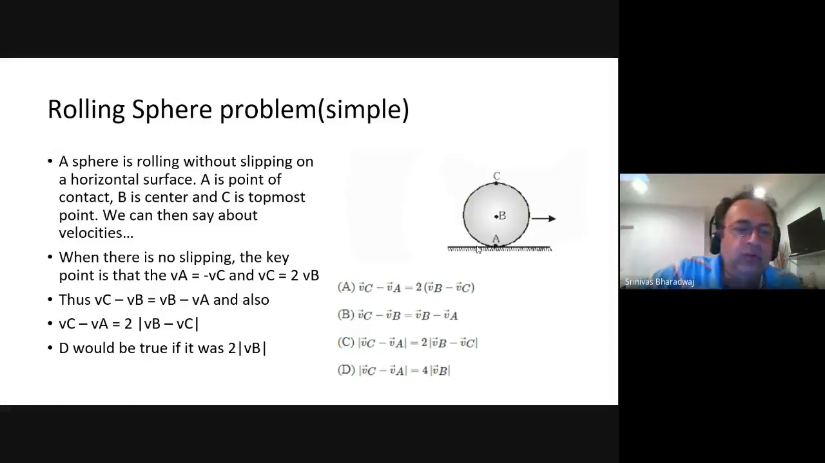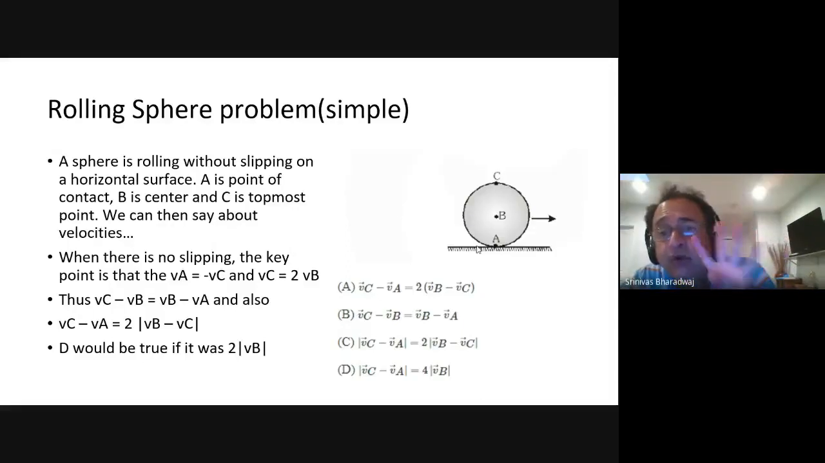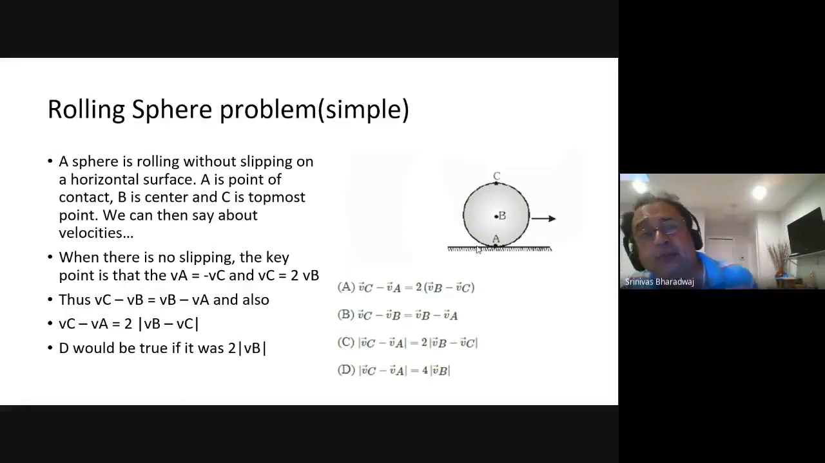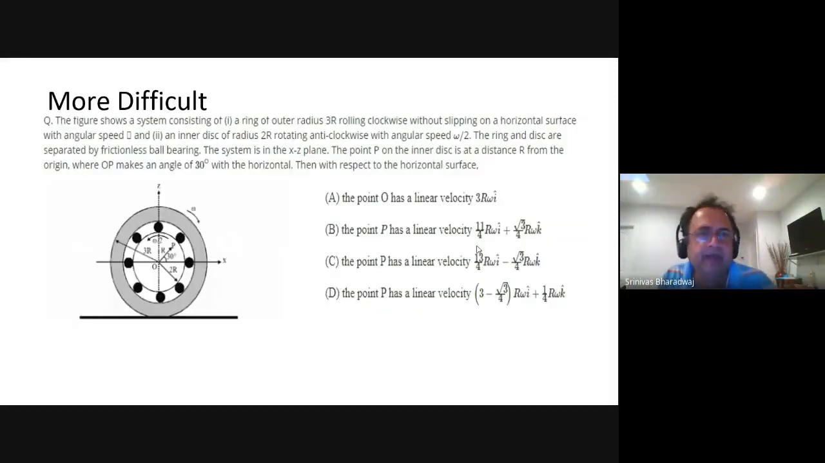Okay, so VC minus VB will equal VB minus VA. Okay, so what you need to make sure is VC minus VA modulus will equal 4 times VB. Okay, if VB is moving at velocity V, if it is rotating like this, right, VC will be moving at twice that velocity in this direction, and VA will be moving at twice the velocity in the opposite direction. Okay, so this is a very simple idea, but it's easy marks for you.